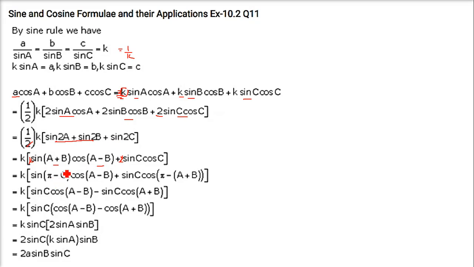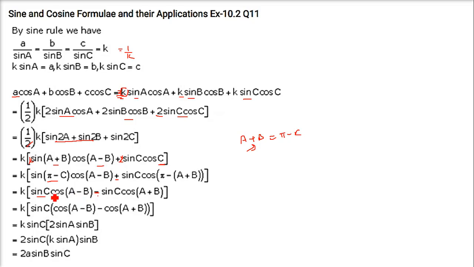This sin (a plus b) can be written as sin (pi minus c). Why? Because a plus b plus c is pi. Now sin (pi minus c), sin 180 minus theta is sin theta. Here, because we have this sin 2c, which is 2 sin c cos c, in place of c we are writing pi minus (a plus b). Now cos 180 minus theta is minus cos theta. So it will be cos (a plus b) and the sign will change, so there is a negative sign here.